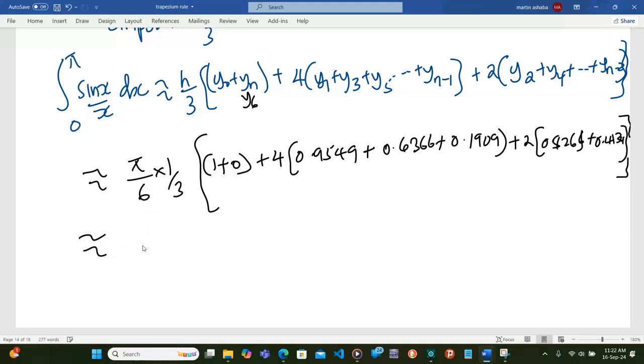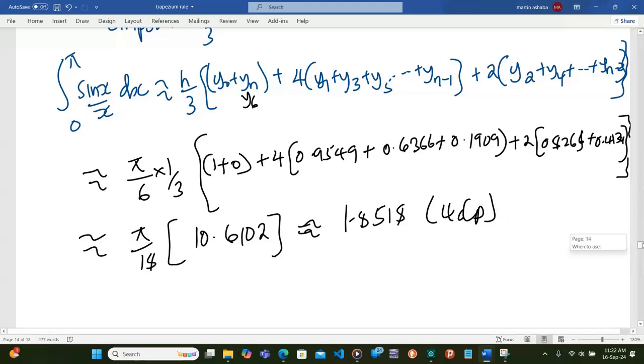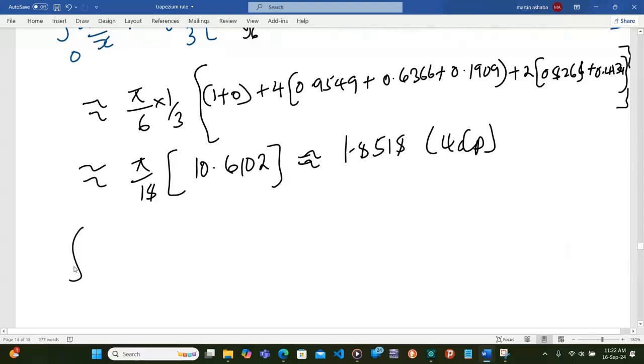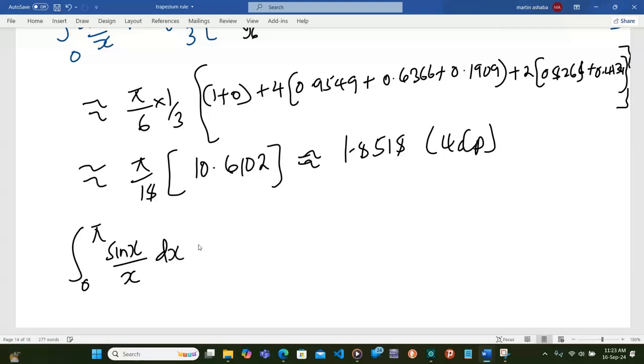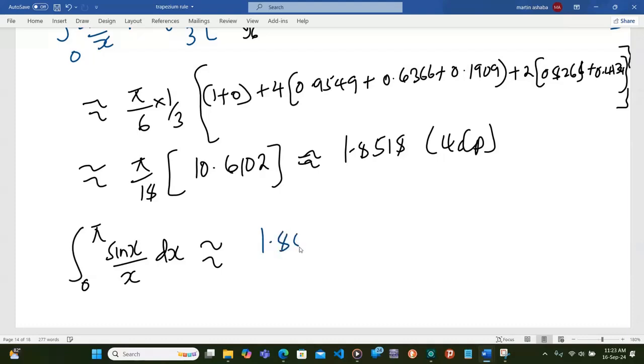So this is approximately pi out of 18 into 10.6102, and this is approximately equal to 1.8518, giving us the value to 4 decimal places. Therefore, we can conclude that the integral from 0 to pi of sine x out of x with respect to x is approximately equal to 1.8518 to 4 decimal places.